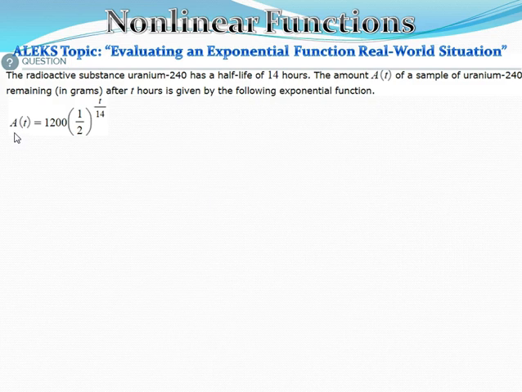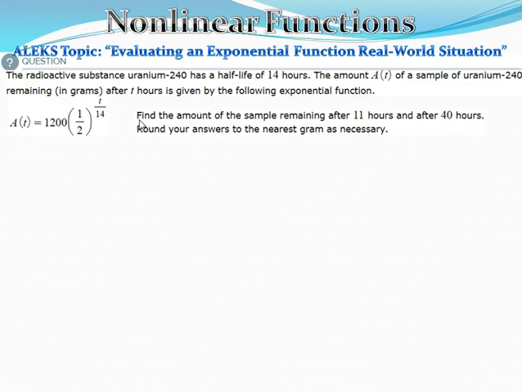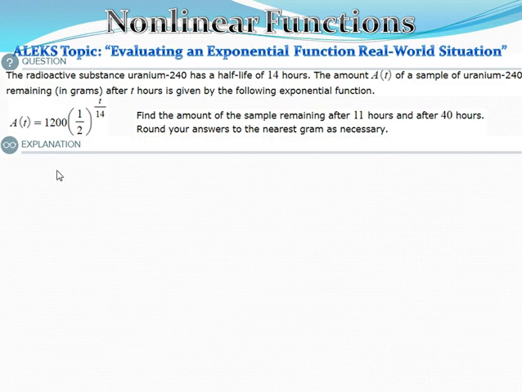And we're given this function, A of T, or the amount, is equivalent to 1200 multiplied by 1/2 raised to the T over 14th power. And then we're asked, find the amount of the sample remaining after 11 hours and after 40 hours. And we're told to round the answer to the nearest gram as necessary.